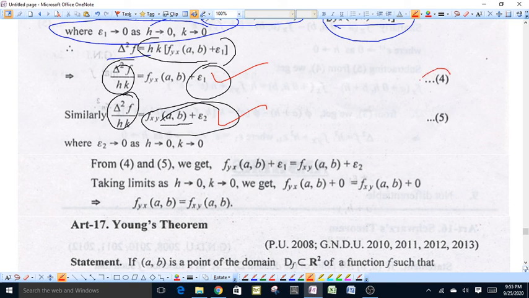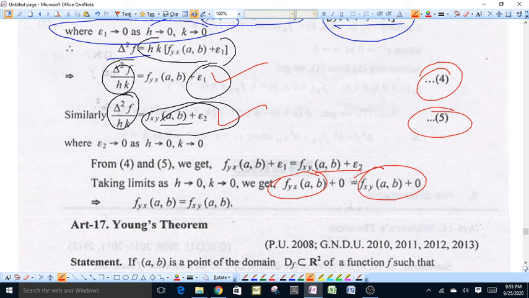Then from equations 4 and 5, we get that f yx at (a,b) plus epsilon 1 will be equal to f xy at (a,b) plus epsilon 2, and taking limits as h approaches 0 and k approaches 0, we get f yx at (a,b) equal to f xy at (a,b). This is Schwarz theorem.